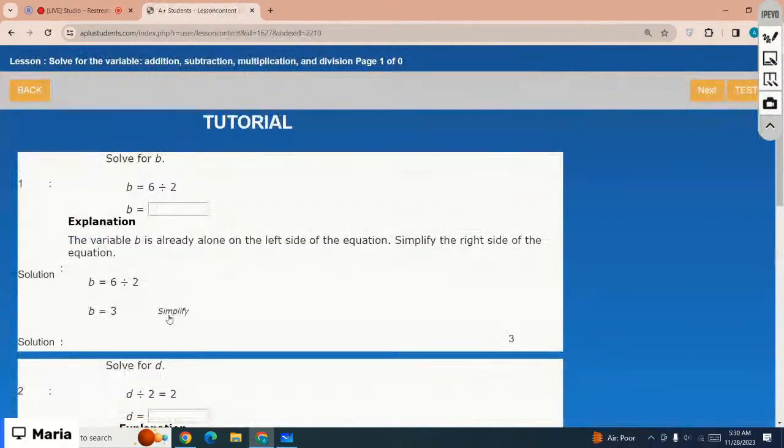Okay, b equals 6 divided by 2, which is the correct option. You have to divide 6 by 2. So which is the correct option? 3 is the correct option. Very good. Okay, let's just start with the test questions.